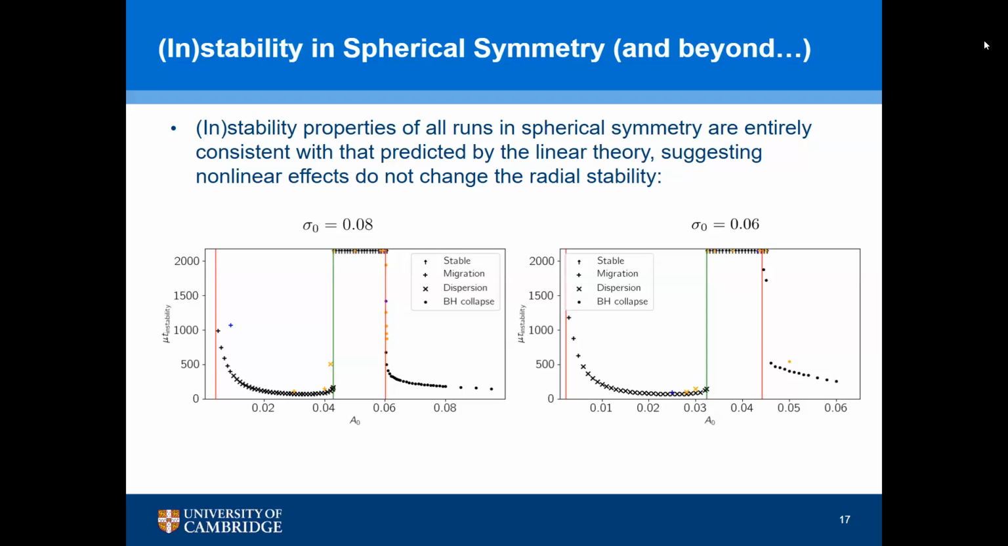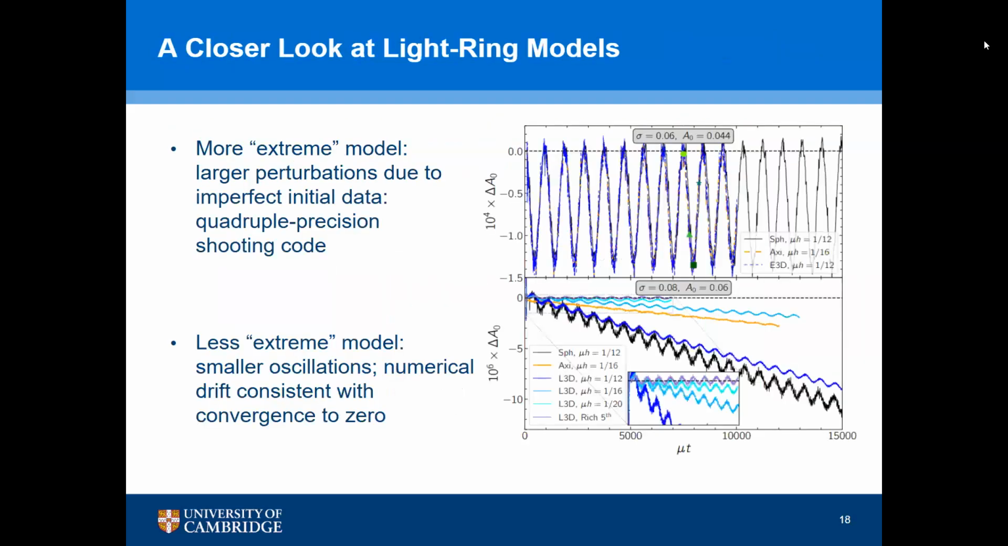So of course, this by itself isn't the best evidence that we have for these lightning models in particular. So we took a really close look at these two models in the lightning regime, for sigma naught 0.06 and 0.08, that we're talking about.